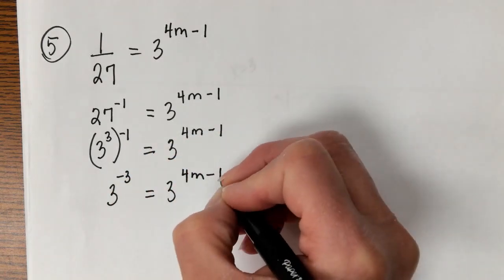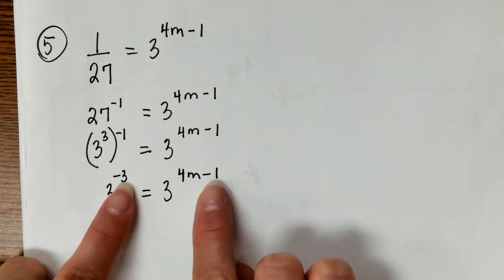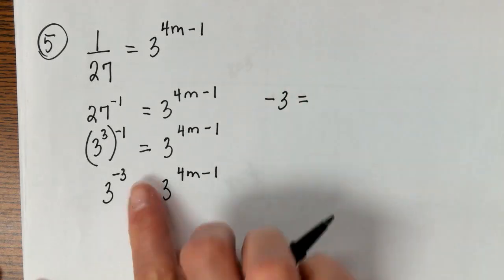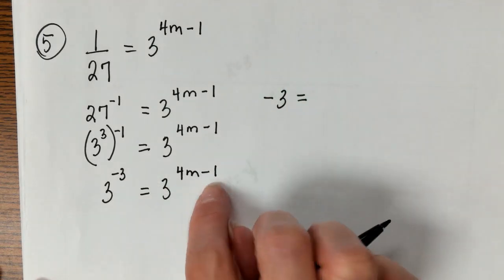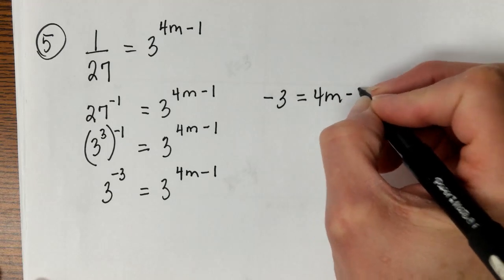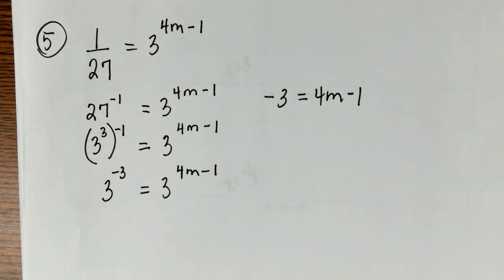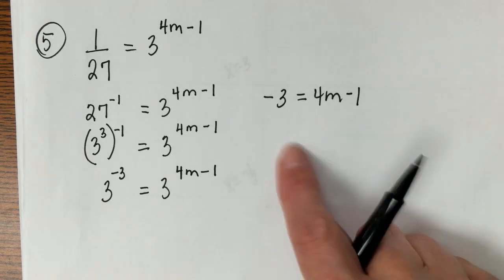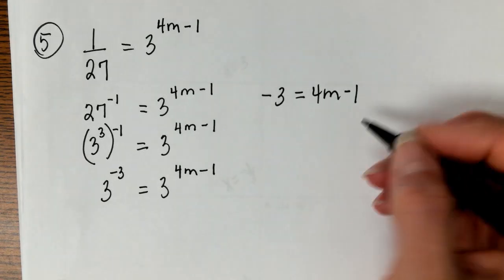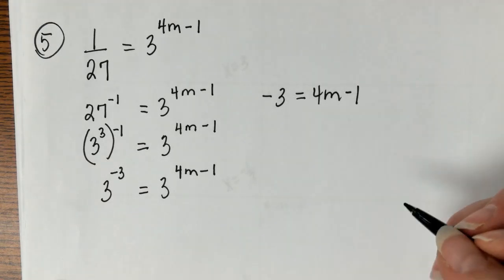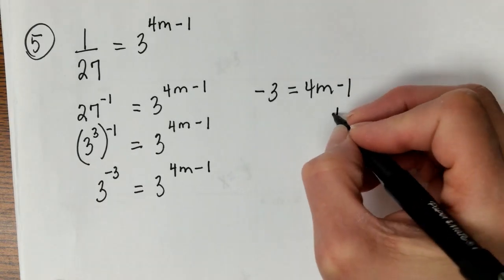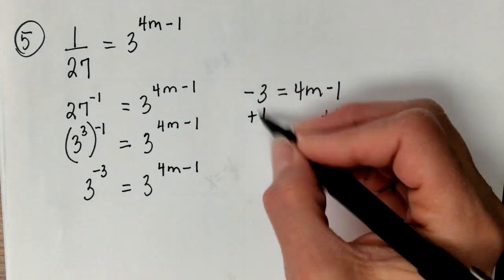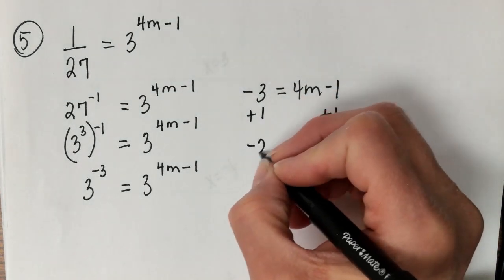And then, because my base 3's match, we can equal the exponents. So if we simply just equal our negative 3 equals our 4m minus 1 and solve this equation, we'll have our answer. So what step do we need to do first in solving our equation? We would get rid of the minus 1, so we do that by adding it over. So we're going to add 1, but when we add 1 to a negative 3, that leaves us negative 2.